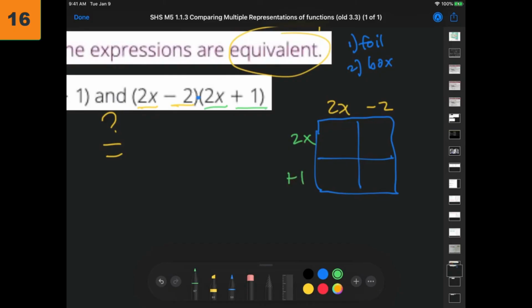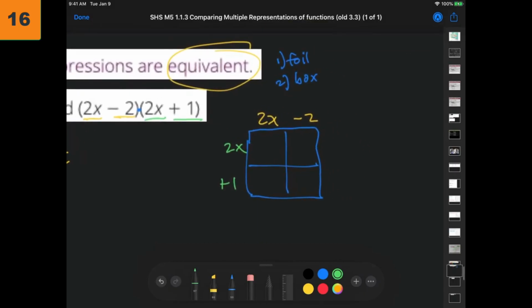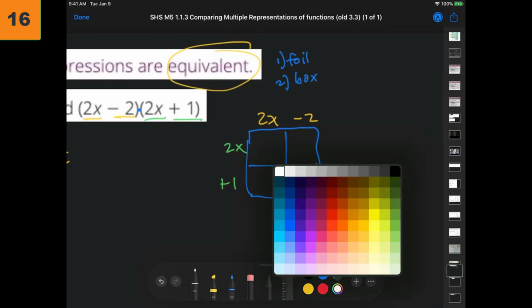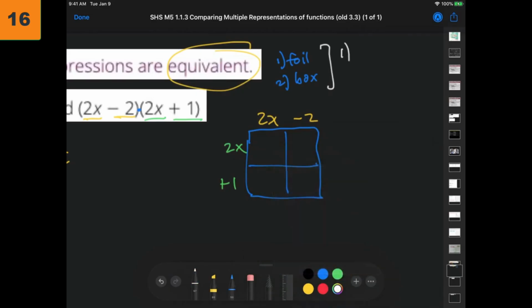We did this in factoring, but now we're just going the other direction. Instead of having the inside going to the outside, we're going from the outside to the inside. All we're doing here is just like the FOIL method, you're going to do the same thing. You're going to first multiply, and then you're going to add or combine like terms. CLT, combine like terms. So let's do that.